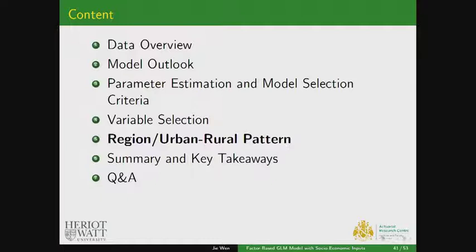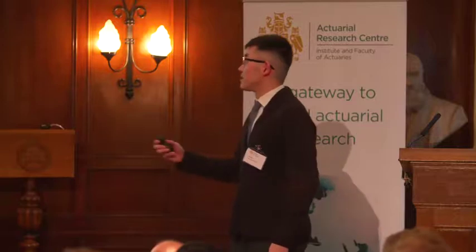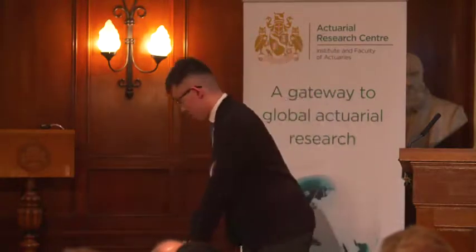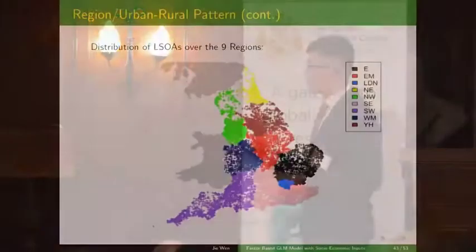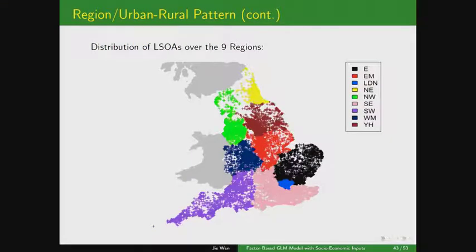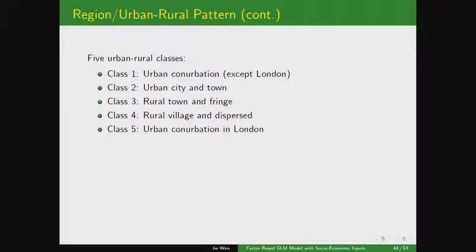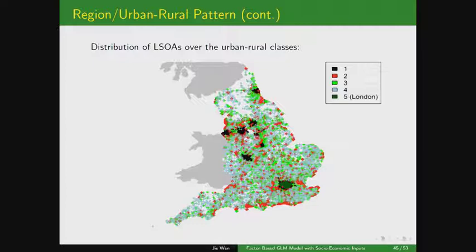In the next section, I will speak quickly about the regional and urban-rural pattern of RSOEs. As Andrew has mentioned, all of the RSOEs are divided into 9 regions and 5 urban-rural classes according to level of urbanization. Here are the 9 regions, and the distribution of the RSOEs in them. Here are the 5 urban-rural classes, where we have taken London out of class 1 and built up class 5. And here is the distribution of the urban-rural classes.